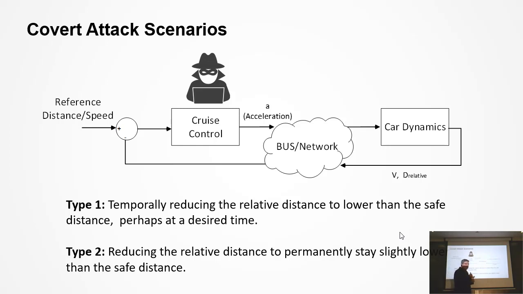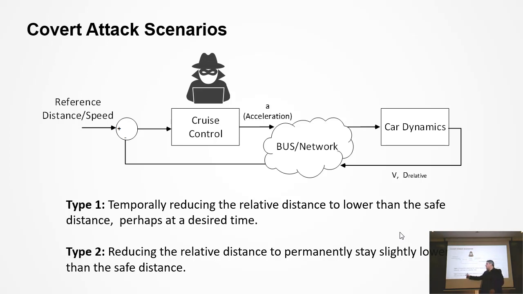One, the attacker waits till the two cars get close, and then instead of decreasing the car speed, it just doesn't do that. I mean, it lets the car go at the previous speed, so that temporarily the distance between the two cars gets lower than the safe distance. This might not lead to an accident, but statistically over the long run, if something happens to the lead car, then we don't have enough time to react.